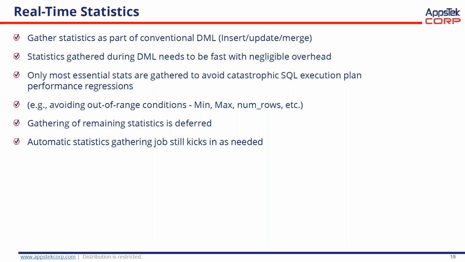Statistics gathered during DML need to be fast with negligible overhead, because during that time, when we are loading the data with inserts or updates, that table may be accessed by users for select statements as well. Only the most essential stats, for the columns affected by that insert or update statement, are gathered, so it can avoid catastrophic SQL execution plan performance regression. It avoids out-of-range conditions like min, max, num rows, etc. Gathering of remaining statistics is deferred, and the automatic statistics gathering job still kicks in as needed.